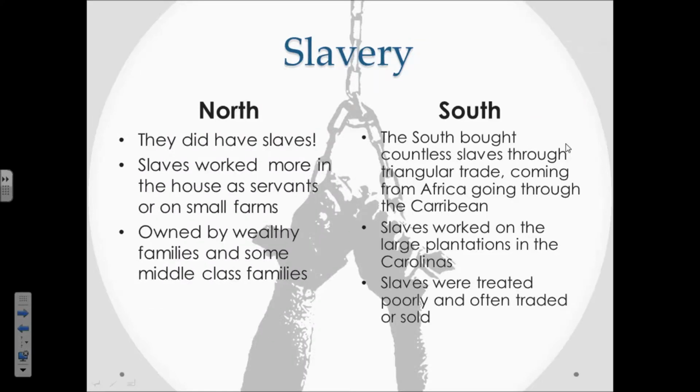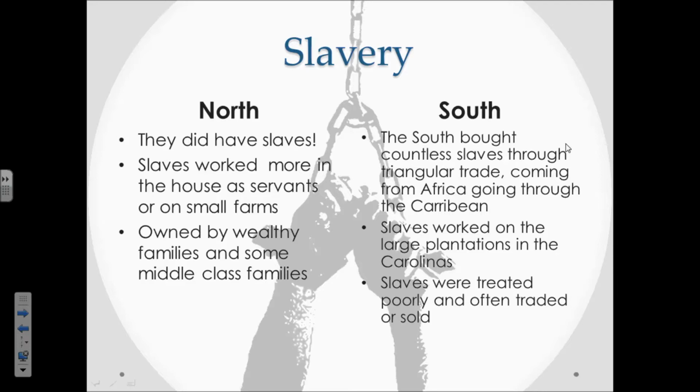And lastly, the topic of slavery. Many people think because of what we learned about the Civil War that the North didn't have slaves, but that's not true. The North did have slaves. However, the slaves worked a little differently in the North than they did in the South, which is why we often forget about them. Slaves in the North worked more in the house as servants or on small farms. They might be seen almost as a nanny or an aide in a house. They're owned by wealthy families and some middle-class families, because remember, the North didn't have an incredible amount of wealth.